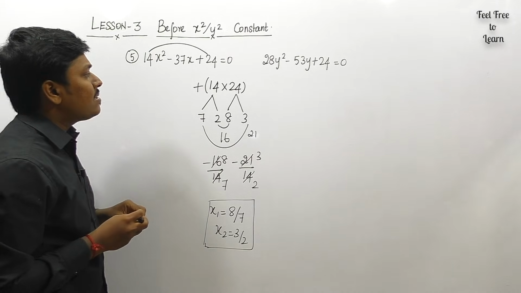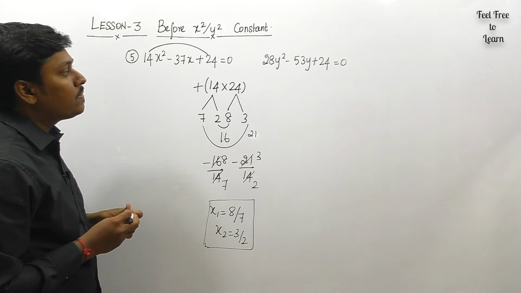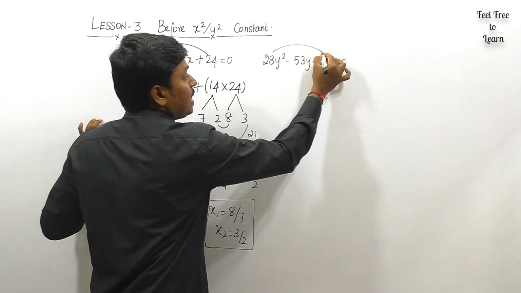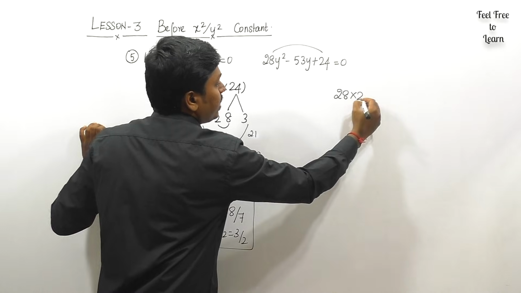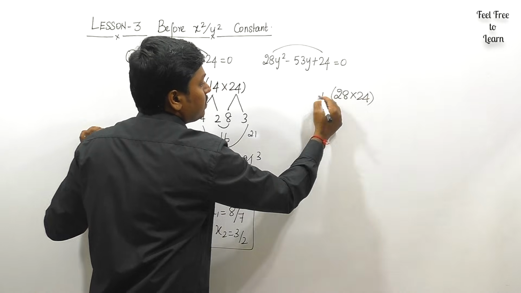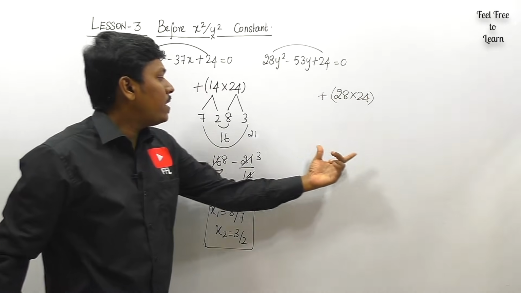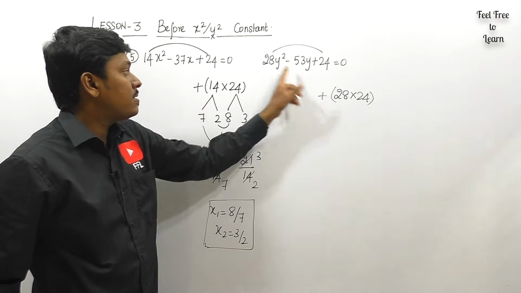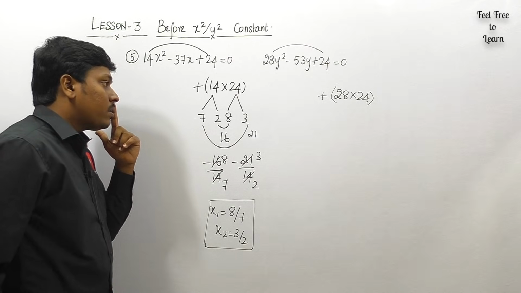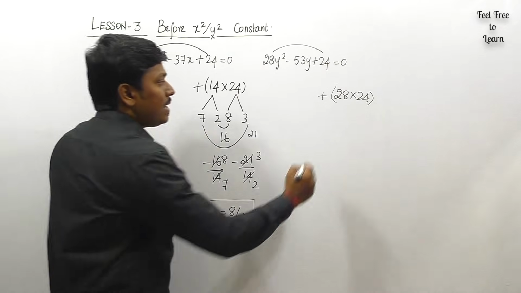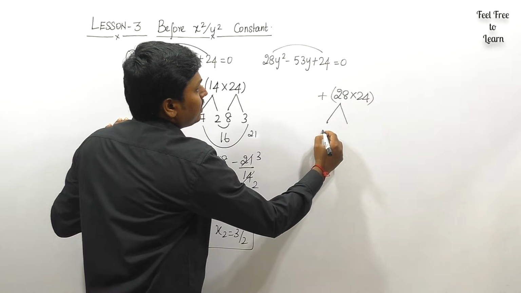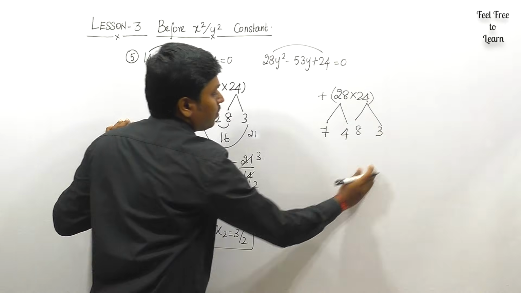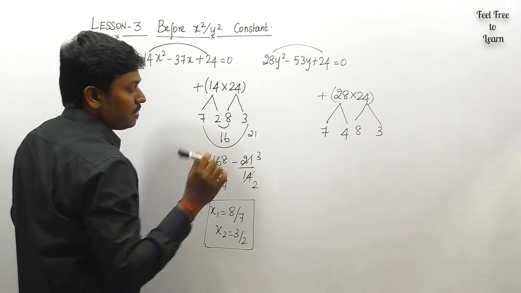So the second expression is 28y square minus 53y plus 24 is equal to 0. So similarly we need to multiply this 28 into 24, and here it is positive. So friends, similarly when we multiply both the answers, the resultant should be positive. But when we add both the answers, the resultant should be minus 53. So I think this 28 can be written as 7 4s are 28, right? And similarly this 24 can be written as 8 3s are 24. Our target is to bring 53.